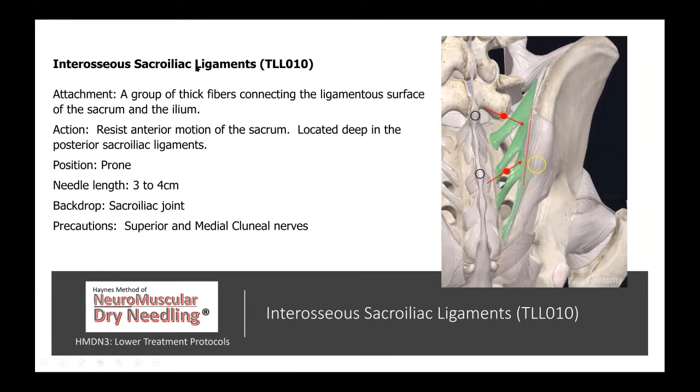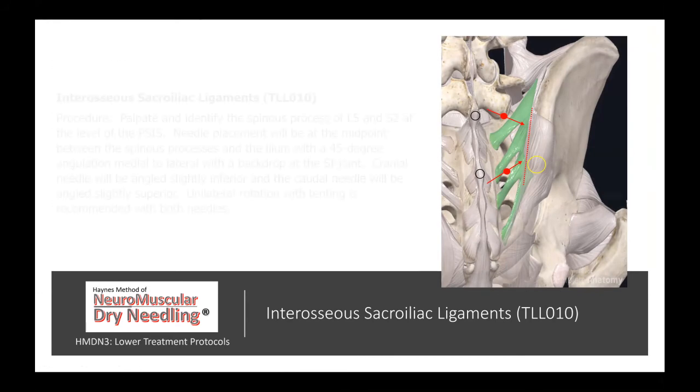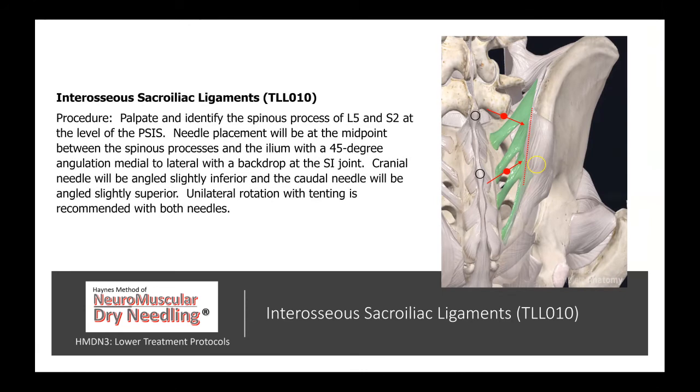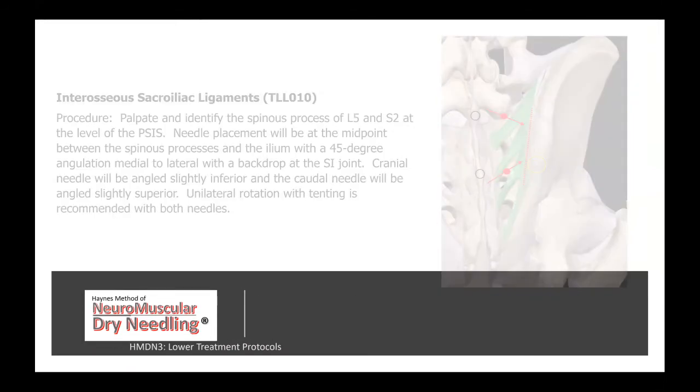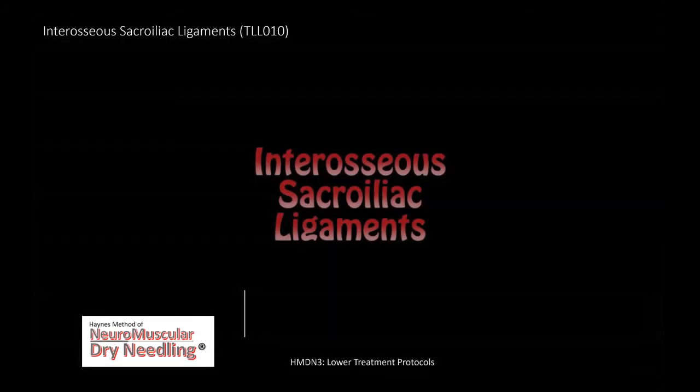Okay, to the interosseous sacroiliac ligaments. This approach is your bread and butter go-to treatment for SI joint dysfunction. That's purely limited to that. We tend to not include any muscle when we're purely dealing with an SI joint dysfunction, again, because there's no muscle crossing that junction.